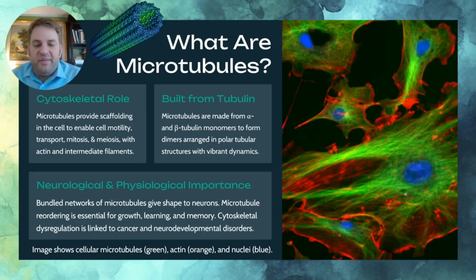Now, the microtubules themselves are built from tubulin. They're made from alpha and beta tubulin monomers that form dimers arranged in polar tubular structures that exhibit vibrant dynamics. Microtubules are particularly well known for their role in neurology because these microtubule networks, microtubule bundles, in fact, give shape to neurons in the nervous system, in the brain. Microtubule ordering is essential for growth, learning, and memory, and cytoskeletal dysregulation is linked to cancer and neurodevelopmental disorders. So the cytoskeleton is very important for the health of the cell and the health of the whole organism as well.